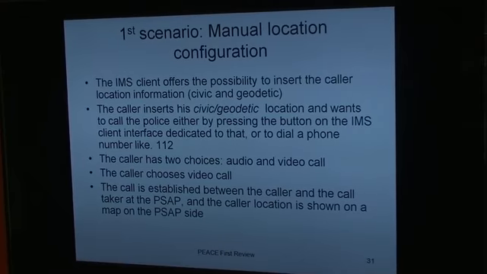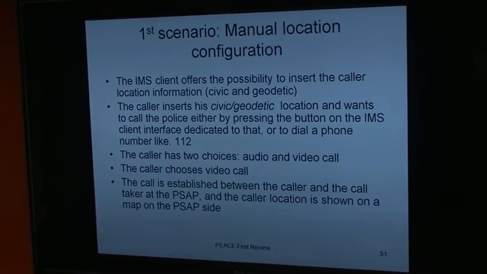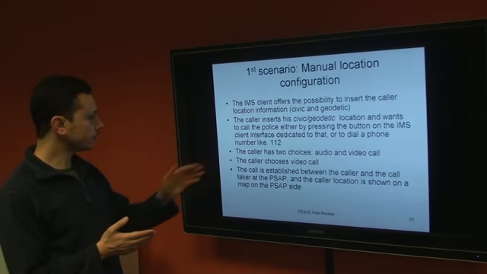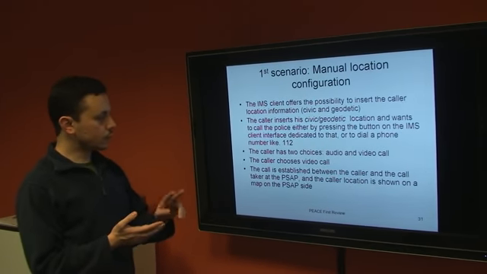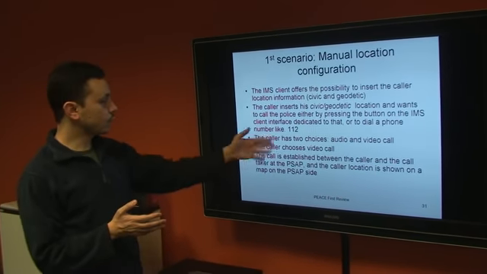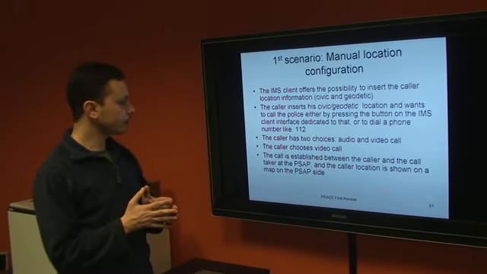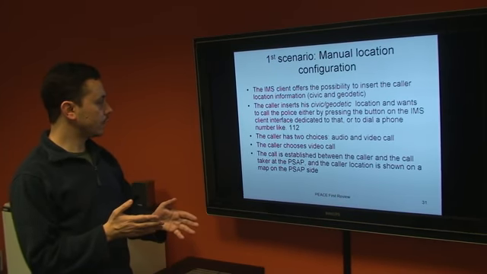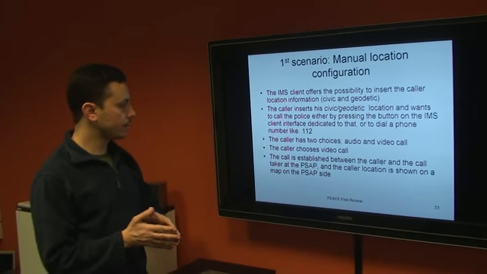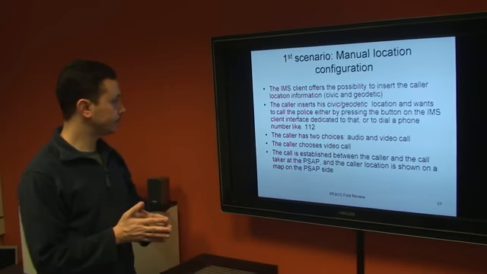The call can be placed by pressing the appropriate button, as we will show afterwards, or by dialing an emergency number such as 112 or 911. In fact, there are two options. The call could be audio based or video based. Let's assume that the caller chooses the video case. Then the call is placed and terminated by the PSAP, and once the call is terminated, the location of the caller will be shown on the map.